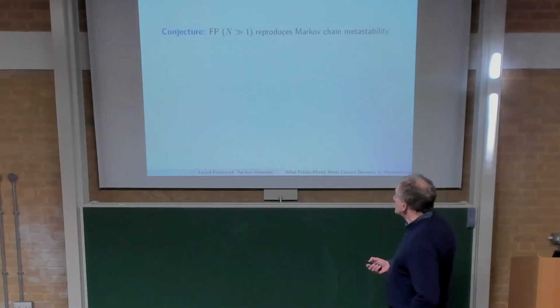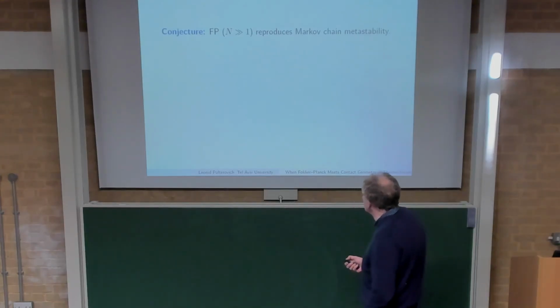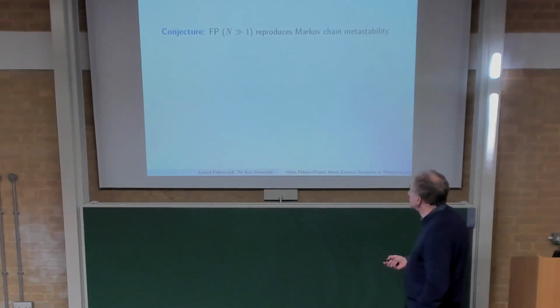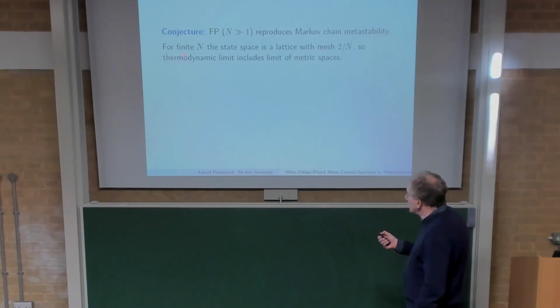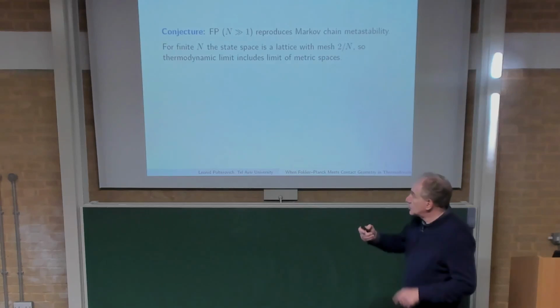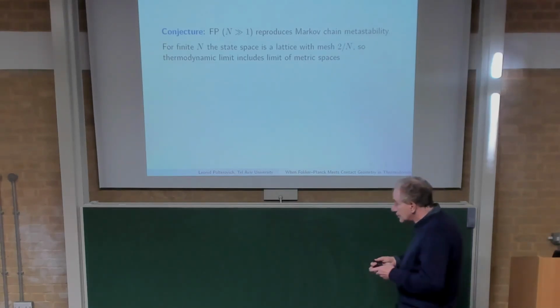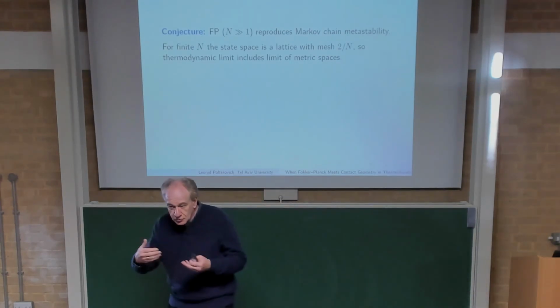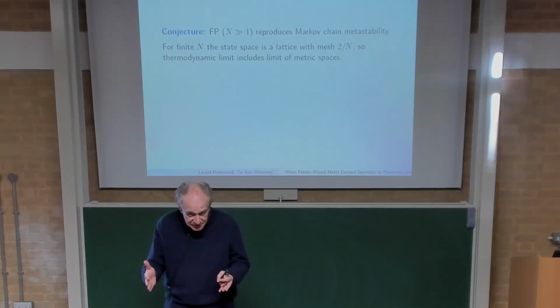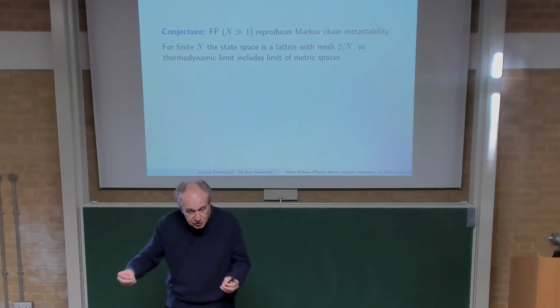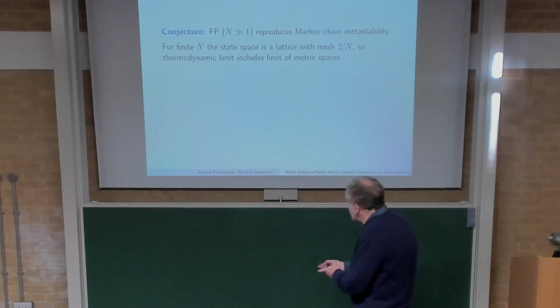So the conjecture is that Fokker-Planck reproduces Markov chain metastability. We were unable to prove this. Maybe we will at some point, but I don't know. What we can do: for finite n, the state space is a lattice with mesh 2 over n. You remember this picture. Interestingly, the thermodynamic limit also becomes a limit of metric spaces. This grid converges to the segment, and in the limit, all the action happens on the segment.